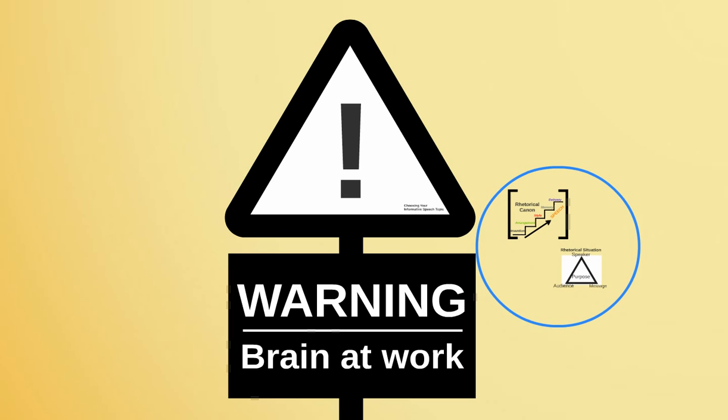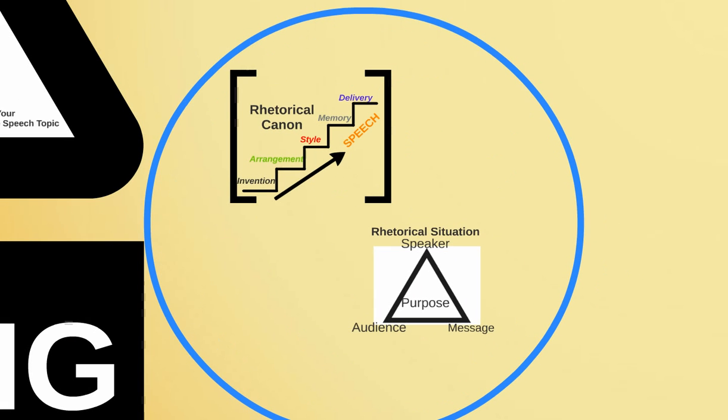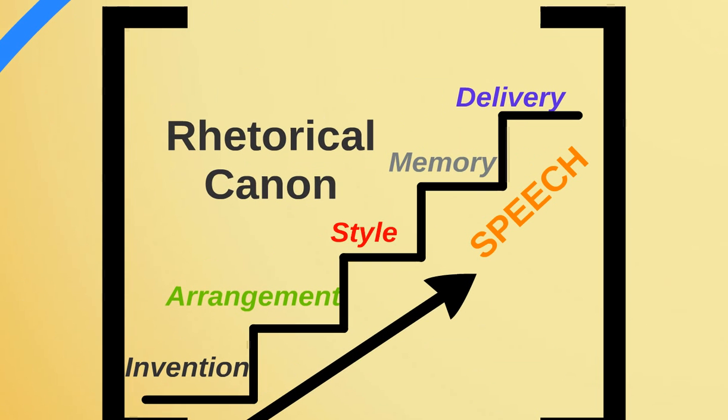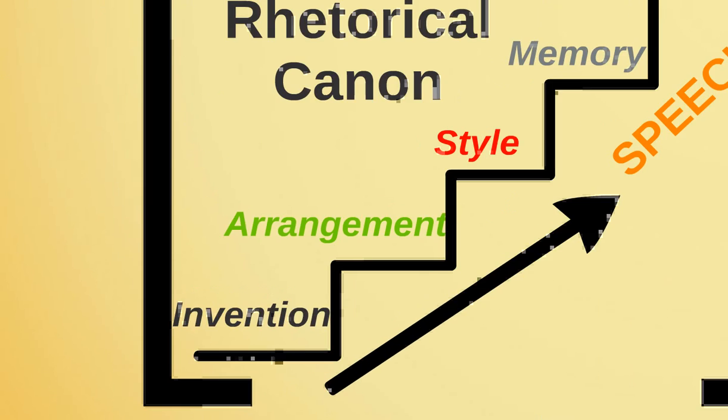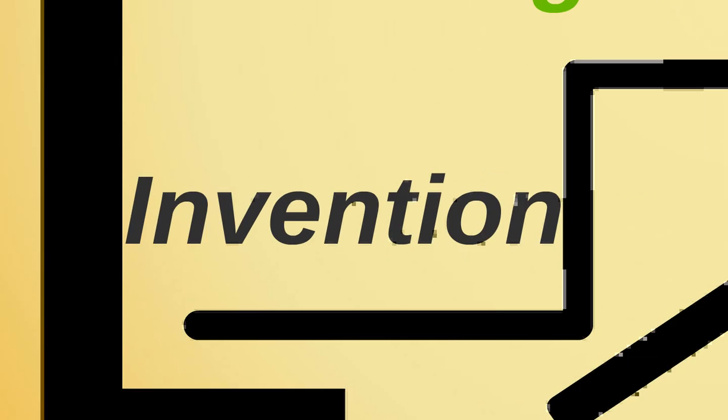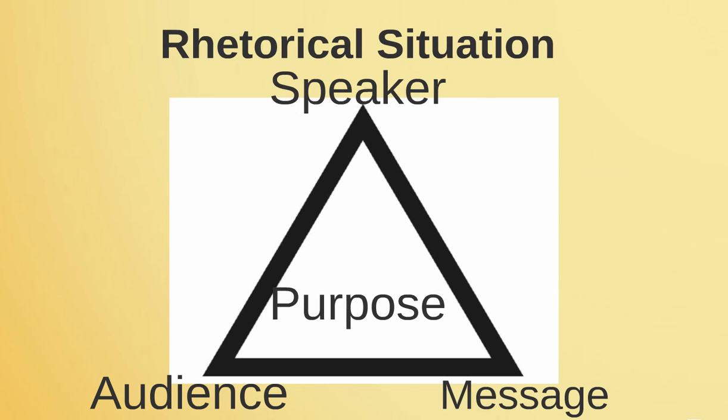Now, before we get into some things you want to think about, let me remind you about what we talked about in a previous video, which is the rhetorical canon and the rhetorical situation. So when thinking about your speech topic and starting to develop your speech, you're actually in the first step of the rhetorical canon, which is invention. As far as the rhetorical situation, this actually is of extreme importance when considering your topic. You have to understand what's your purpose here. So it's to inform. You're going to want to avoid topics that are controversial or persuasive.